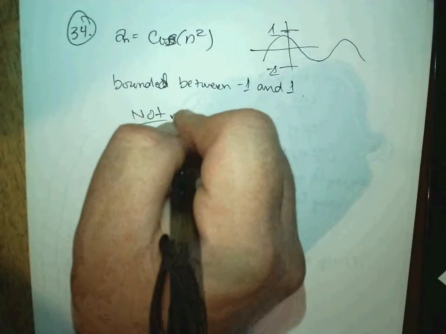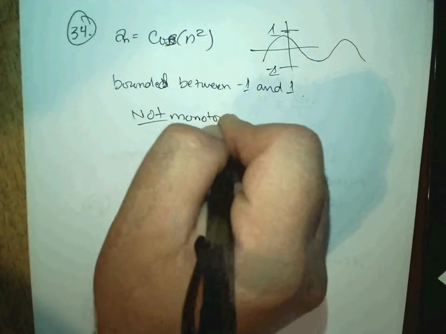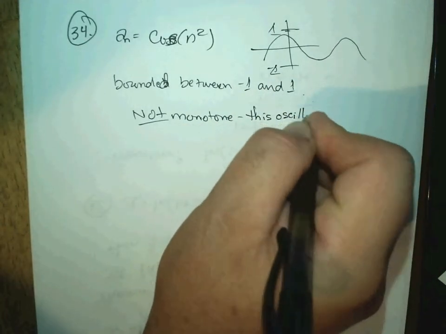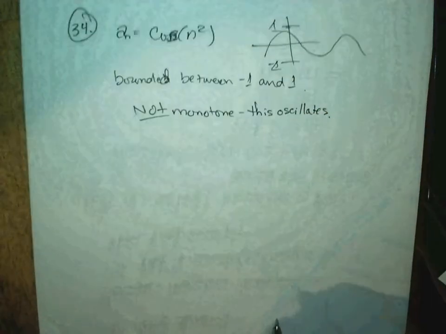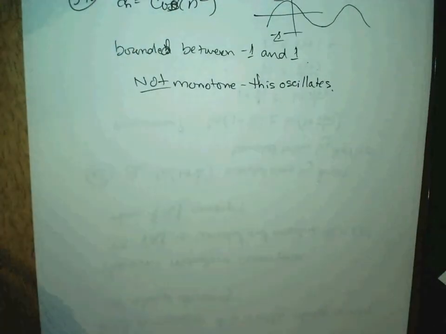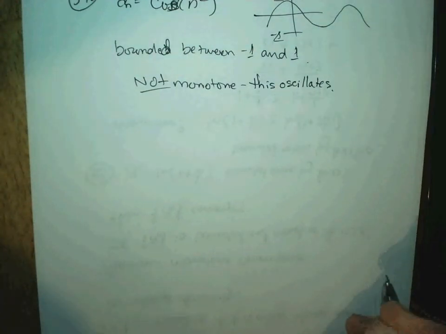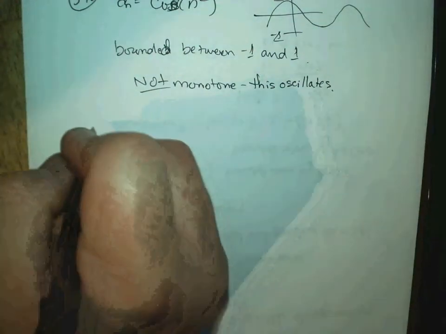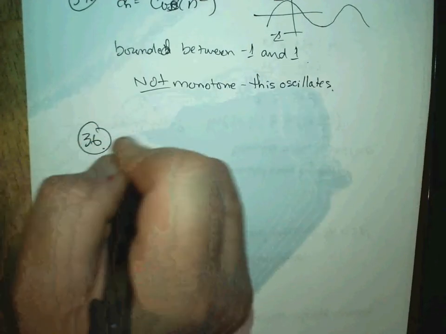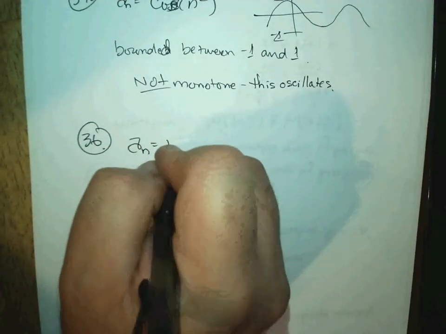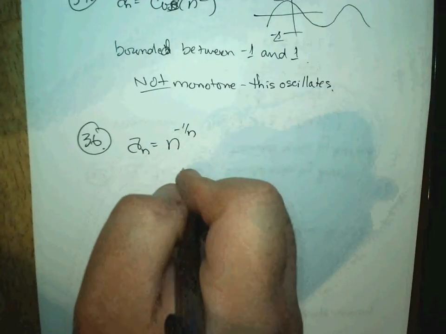Okay? Is it monotone? Certainly not. It oscillates, right? Not monotone. This oscillates. So it's not a monotone function. We could not possibly apply the monotone convergence theorem to it. Okay?